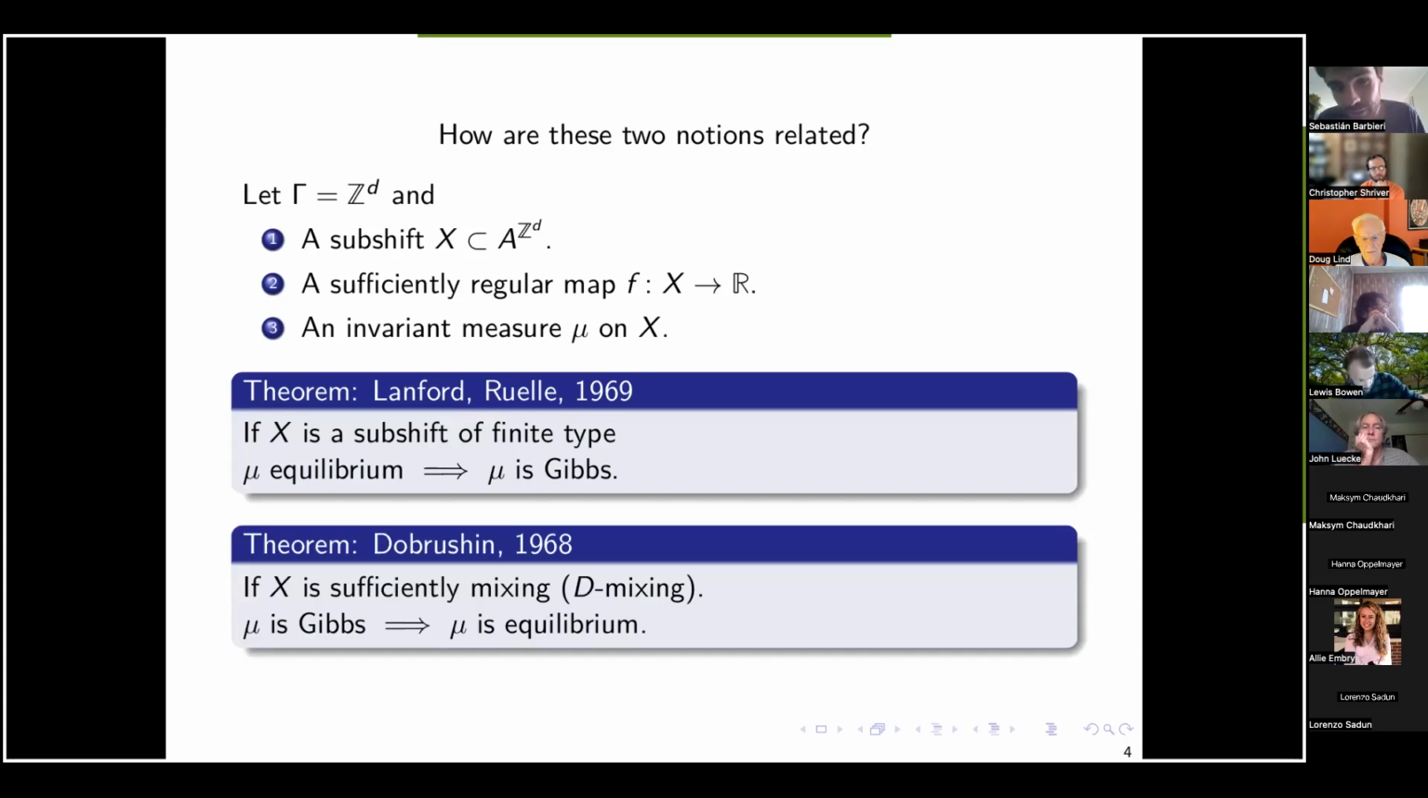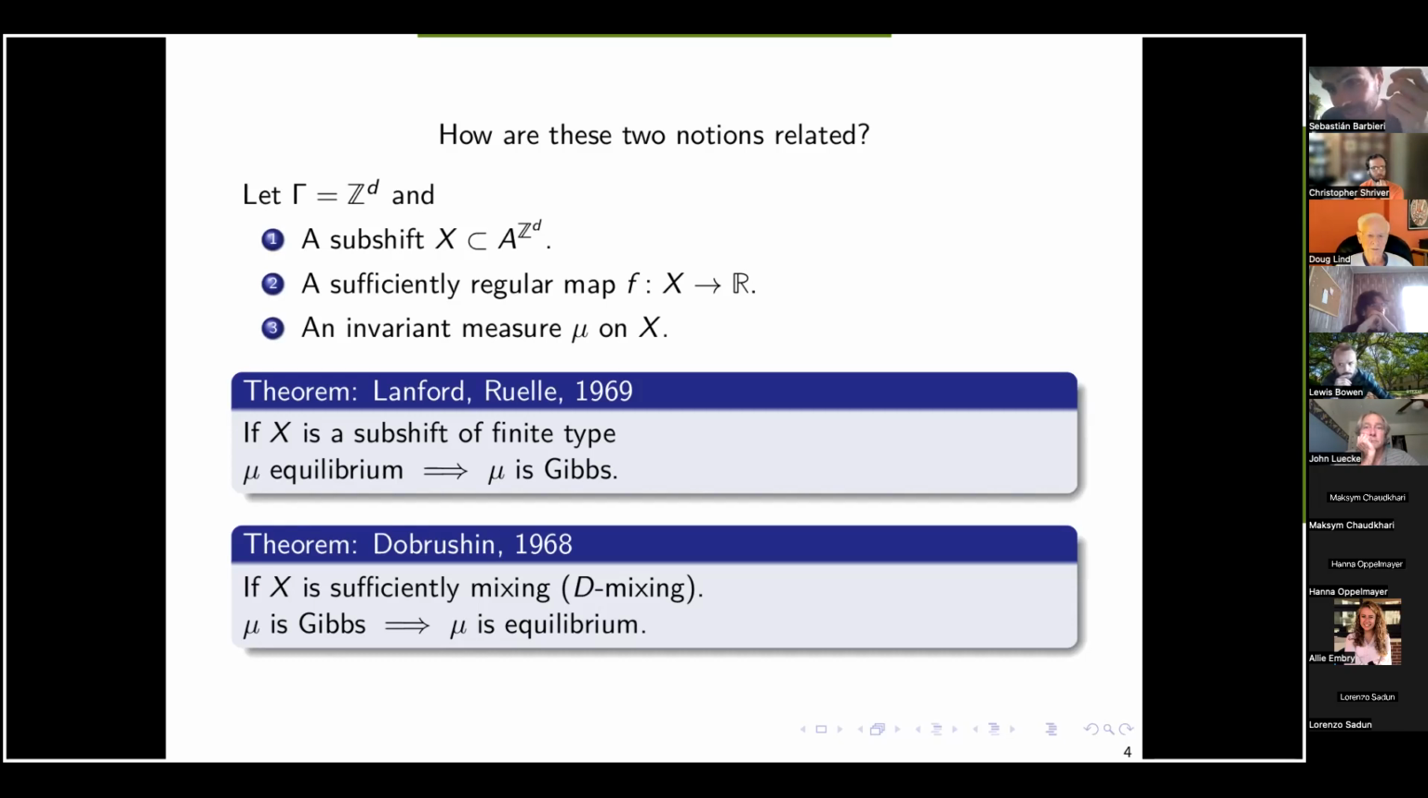In the other direction, there's a theorem by Dobrushin that says that if X is sufficiently mixing, and there's a particular condition that he gives, which he calls demixing, then invariant Gibbs measures are automatically equilibrium measures. So these two notions are related, and they depend upon different things. The first one depends upon a shadowing-like condition, like being a subshift of finite type, and the second one depends on mixing properties. Okay? All right, so these theorems were initially proven in Z to the D, and it's not hard to grab those proofs and generalize them immediately to amenable groups.